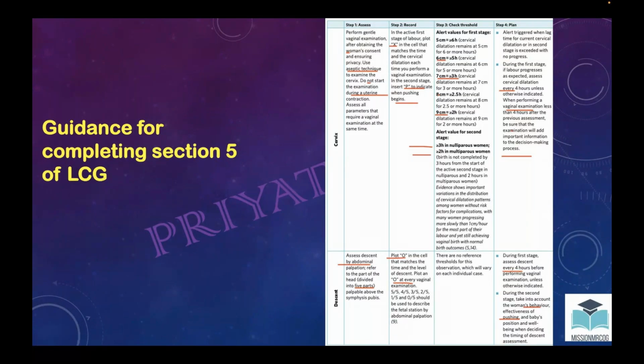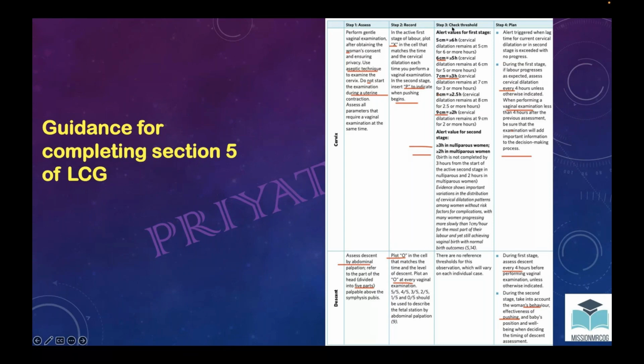an alert. For 8 centimeter dilatation, if she remains at 8 centimeters for more than 2.5 hours, that means it is an alert. If 9 centimeters and she remains more than 2 hours, then it will be an alert. So you have to know the alert values, but need not remember them, because when the labor care guide is given, these alerts are already written in the column, so you will be able to review that. So these are the alerts for the first stage of labor.